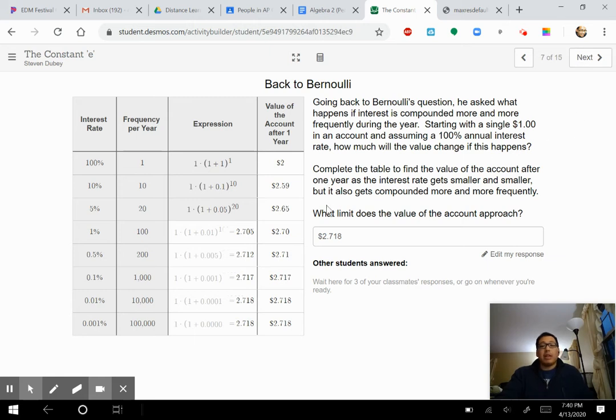So that's really fascinating. It didn't blow up, even though we said compounding more and more frequently, interest will build on itself, but it doesn't, it reaches a finite amount, and that finite amount is 2.718.